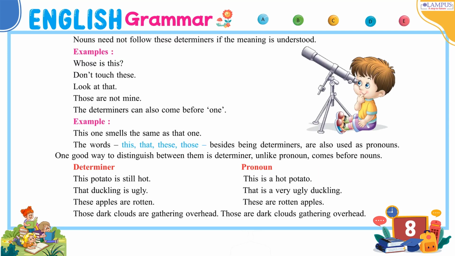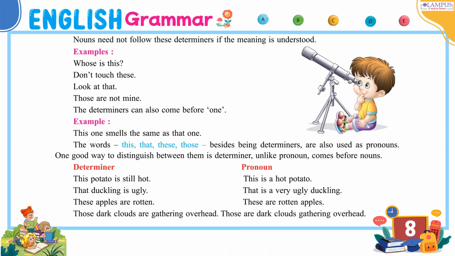Nouns need not follow these determiners if the meaning is understood. Examples. Whose is this? Don't touch these. Look at that. Those are not mine. The determiners can also come before one. Example. This one smells the same as that one.